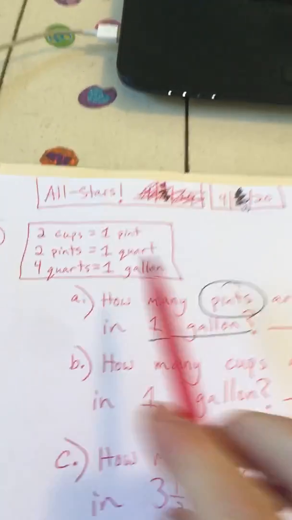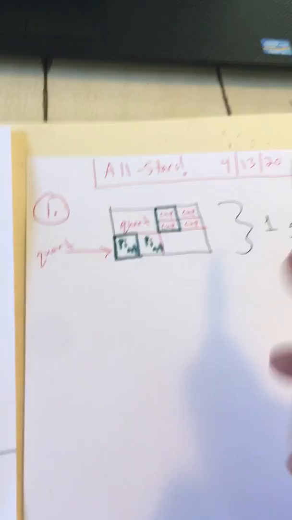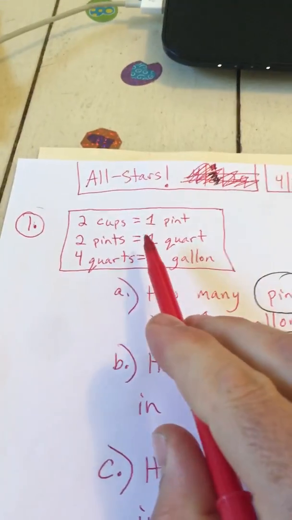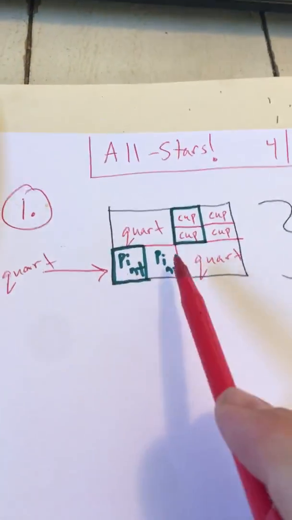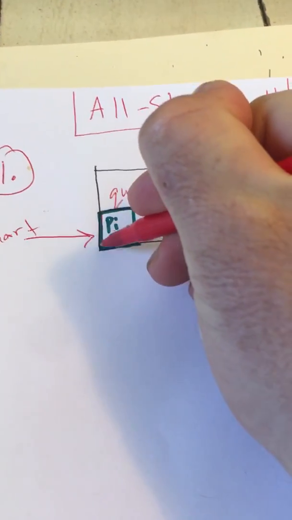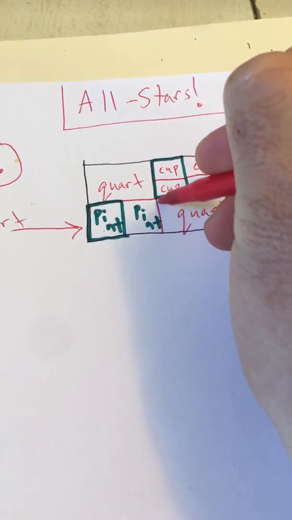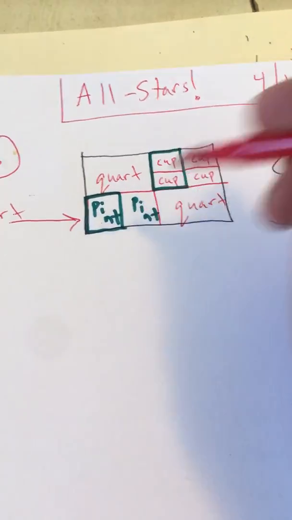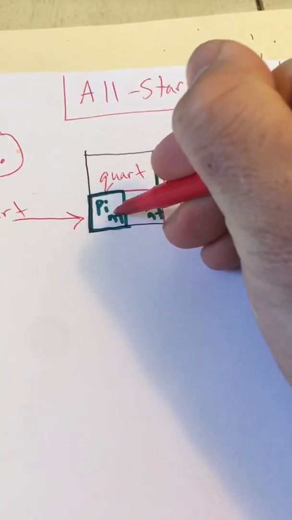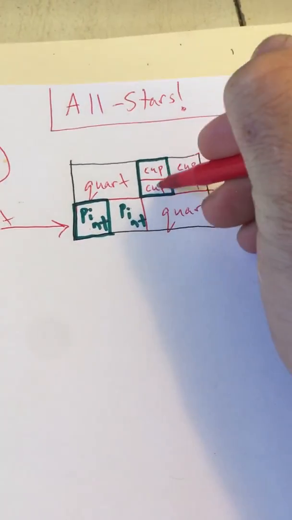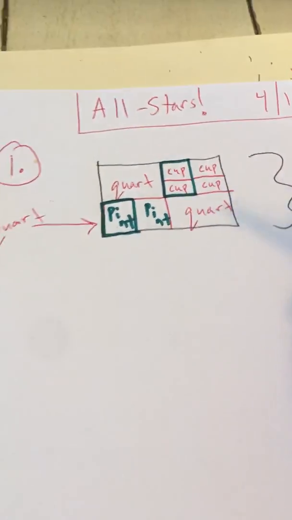Okay, so we got all this information. 1 gallon is 4 quarts. So this big one here, again, is a quart. And then it says 1 quart is 2 pints, so we cut this big quart here into 2 pints. Then we took one of those pints and cut it into 2 cups, and we kind of did that up here, to cut the pint into 2 cups.